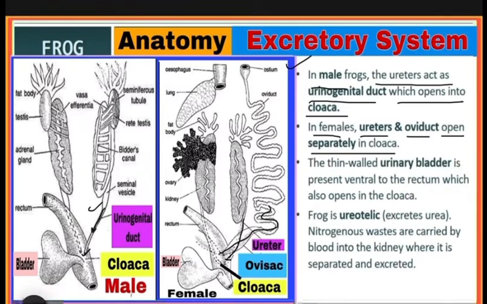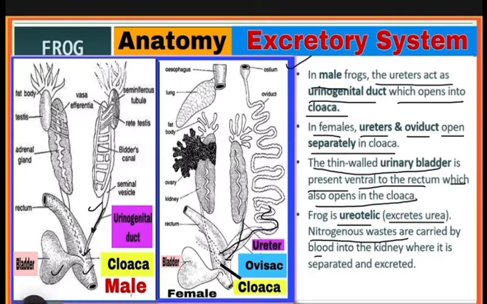Next, the thin-walled urinary bladder is present ventral to the rectum, which also opens in the cloaca. This is the urinary bladder which also opens into cloaca. Frog is ureotelic, means it excretes urea. What happens? Nitrogenous wastes reach the kidney through blood, where they get separated and then excreted out from the body.